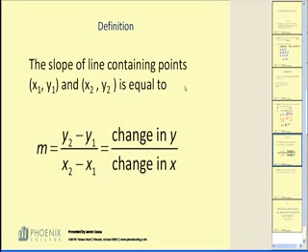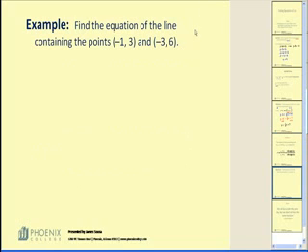You may recall the formula to find the slope of a line given 2 points. If the 2 points are x1, y1 and x2, y2, the slope is equal to the difference of the y coordinates divided by the difference of the x coordinates. Sometimes this is written as the change in y over the change in x, or sometimes rise over run. Find an equation of a line containing the points -1, 3 and -3, 6.